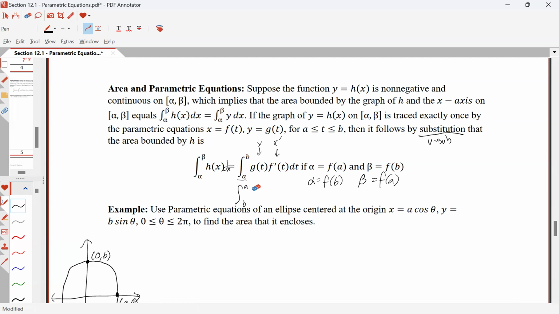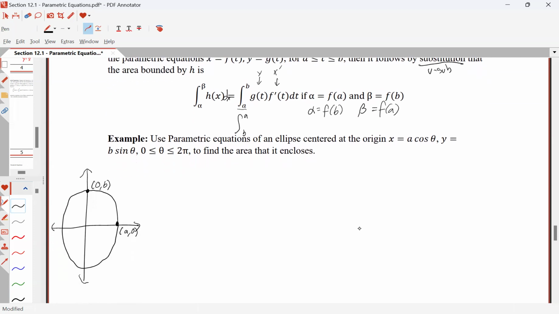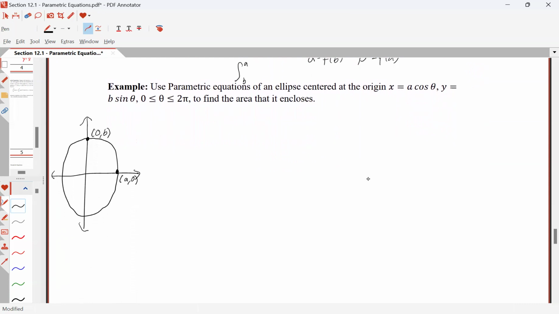if we have a parametric equation. So we want to take a look at this example of using the parametric equations of an ellipse centered at the origin, x equals a cosine theta, y equals b sine theta, between 0 and 2 pi. We know typically what we can do is find the integral of the function of the ellipse, which would be y dx.